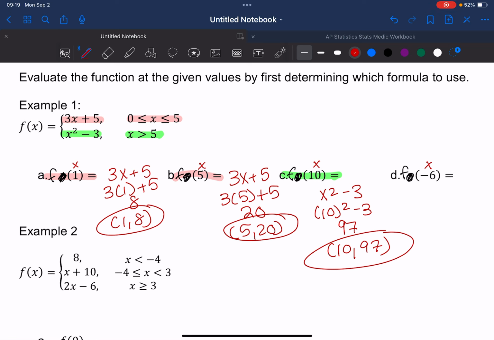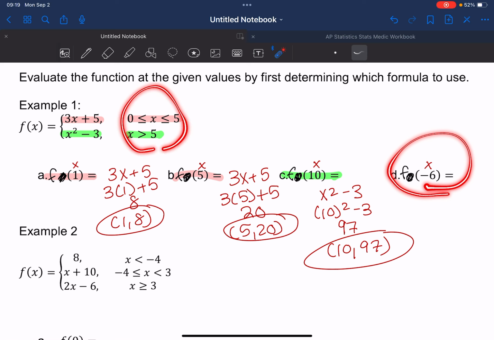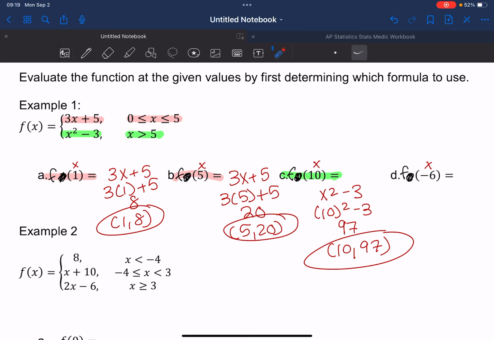Now I'm going to look at the last one, f of negative 6. So I need to see where negative 6 will fit on the domain. Negative 6 is not between 0 and 5, so that one doesn't work. But negative 6 is also not greater than 5, so that one doesn't work. So if it doesn't fit in either of the domains, then we say that this answer does not exist. So the x value of negative 6 does not exist on the function given with either expression.